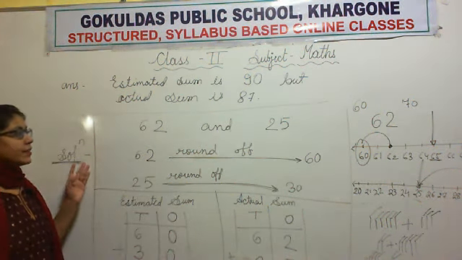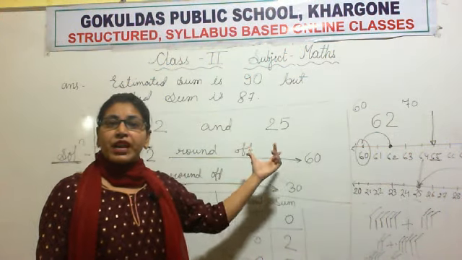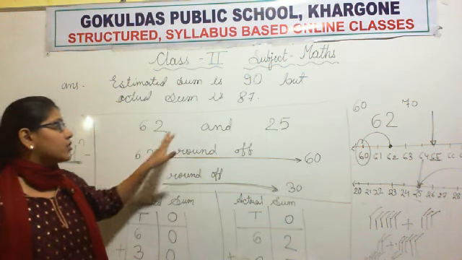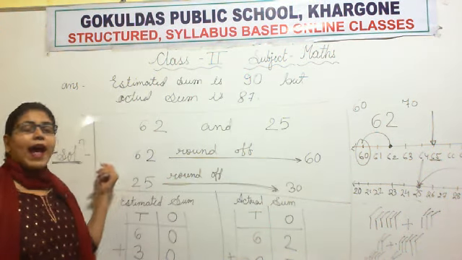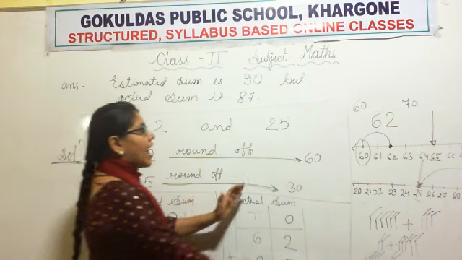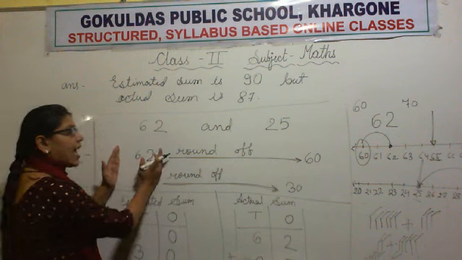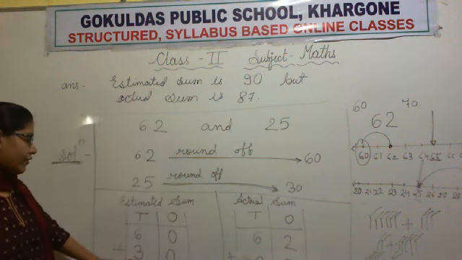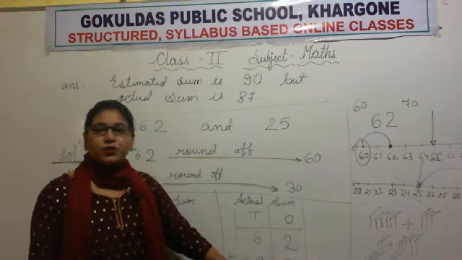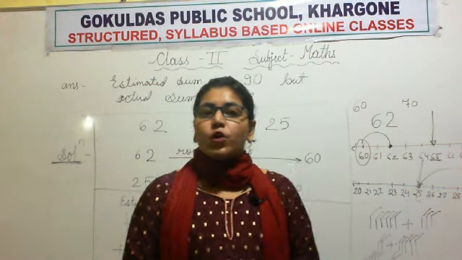So, what was the procedure? First of all, whatever the numbers given, we will round them off. Suppose here 62 and 25 were given. So, we rounded off 62 and 25. Then, we will add these estimated values, then we will add the actual values, and then we will write the answer that our estimated sum is this and actual sum is this. So I hope you learned the procedure, how to do it.